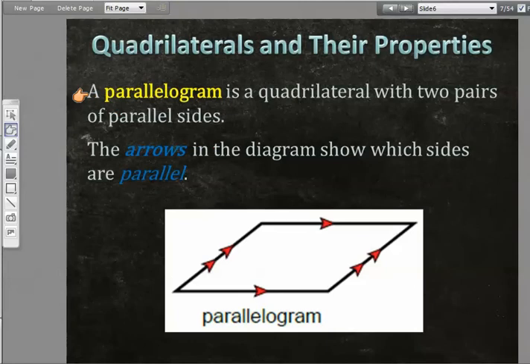Okay, we're going to get started off with a parallelogram. It's a quadrilateral with two pairs of parallel sides, and the arrows in the diagram show which sides are parallel. So here where you see one arrow, those sides are parallel, and then where you see the two arrows, those sides are parallel. And a parallelogram just looks like a slanted rectangle.